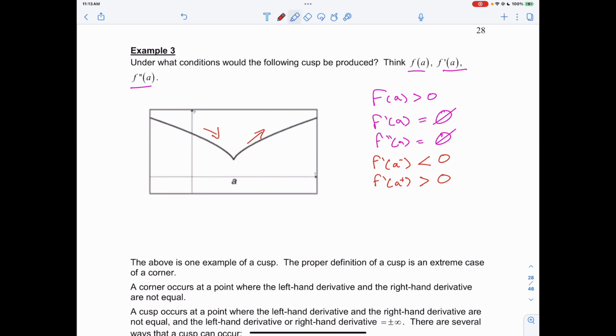We can also see that it is concave down here, and it is concave down here. Which means that f double prime of a from the left is less than 0, and f double prime of a from the right is also less than 0.